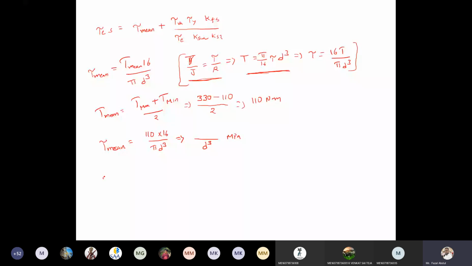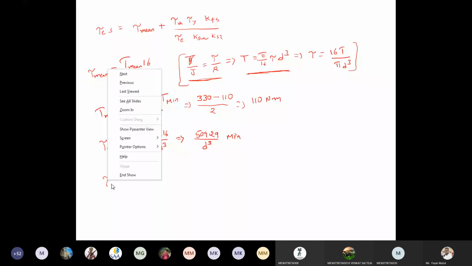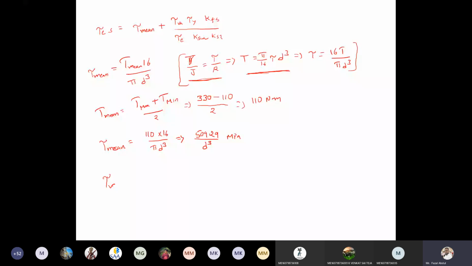509.29. Okay. In the same manner for variable, T variable into 16 by pi d cube. T variable, 560.225 for what?